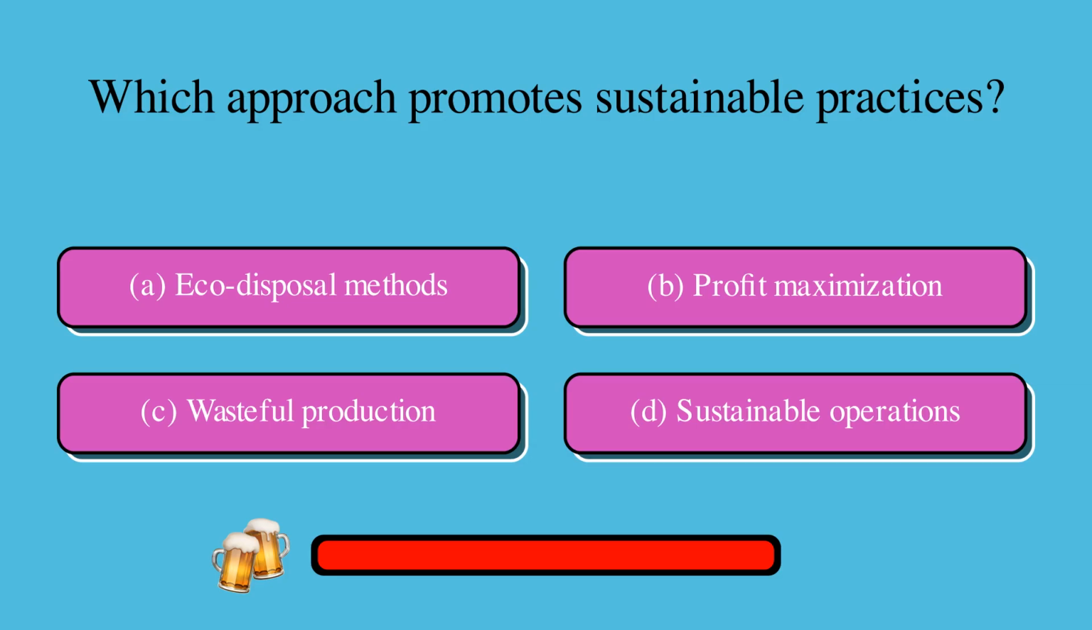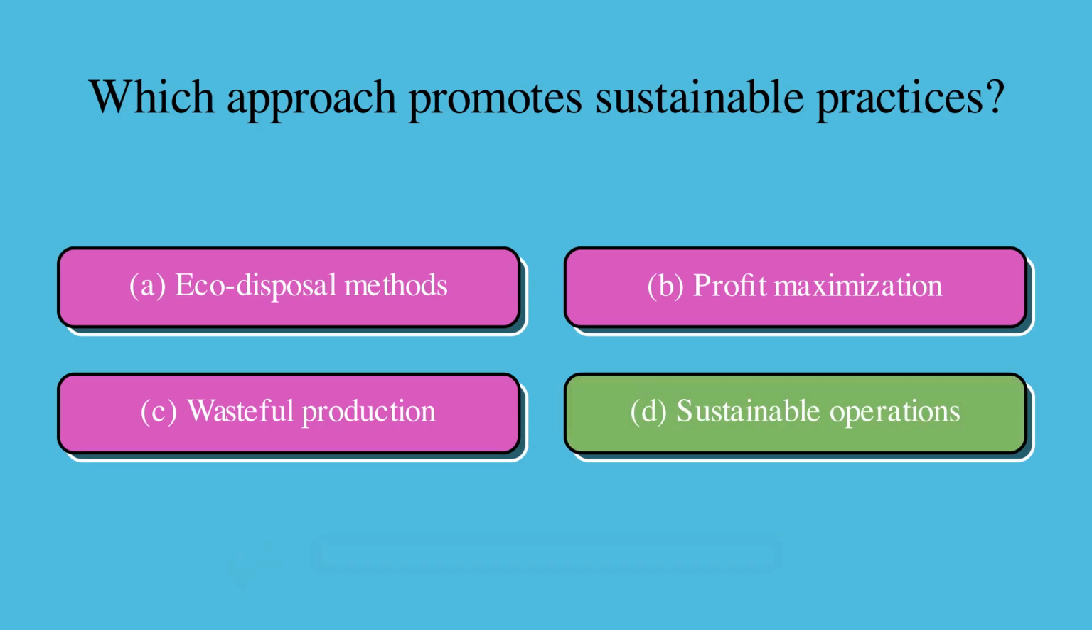Which approach promotes sustainable practices? Is it A, eco-disposal methods, B, profit maximization, C, wasteful production, or D, sustainable operations? The correct answer is D, sustainable operations.